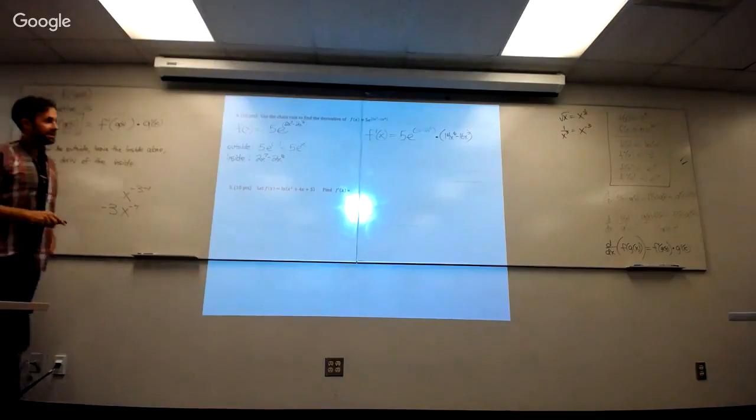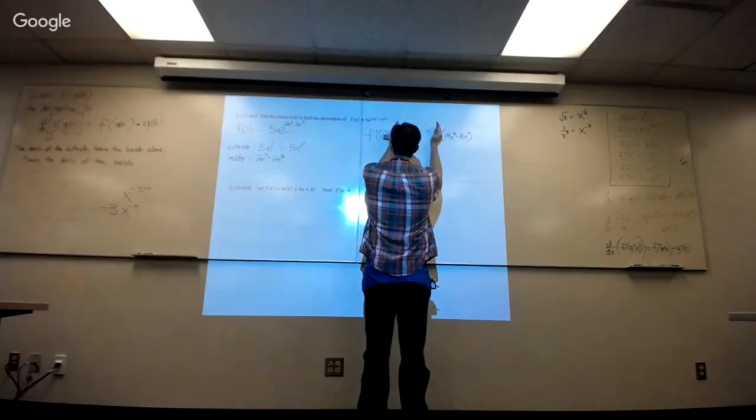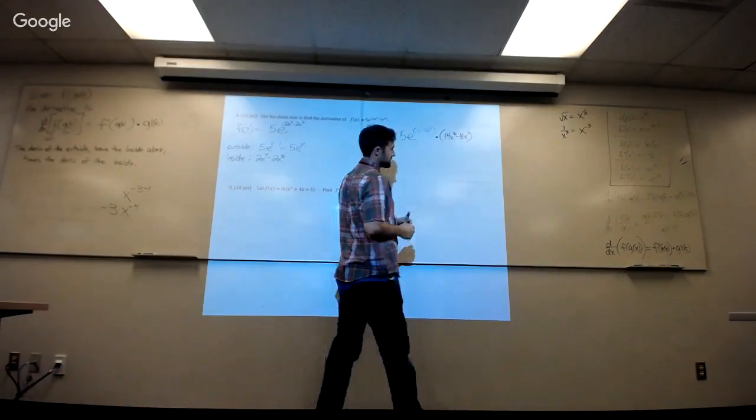And look at it again. The derivative of the outside function, the derivative of 5e to the x is still 5e to the x. We just wrote it down and we left the inside alone. And then we multiplied by the derivative of the inside function.